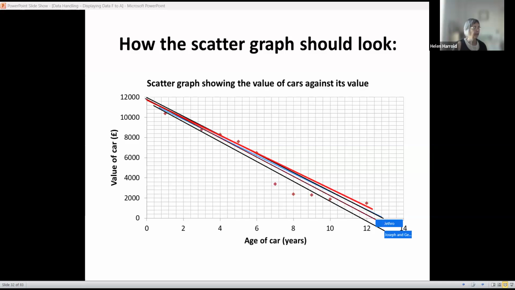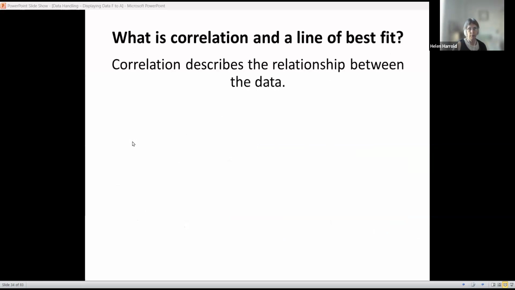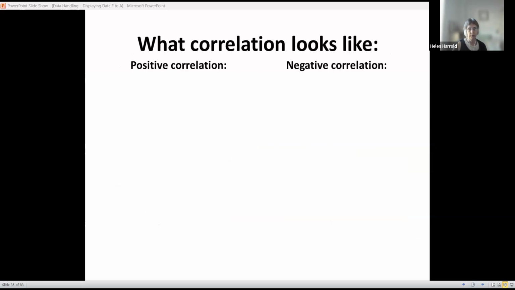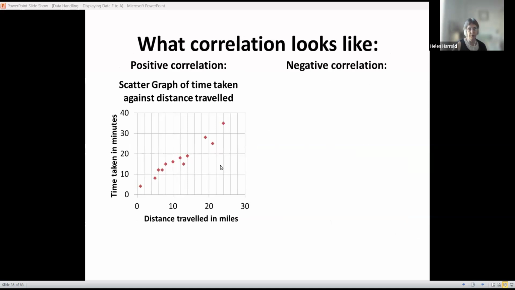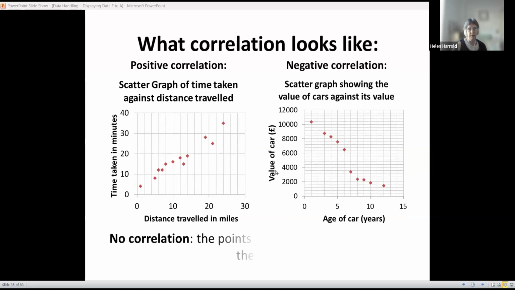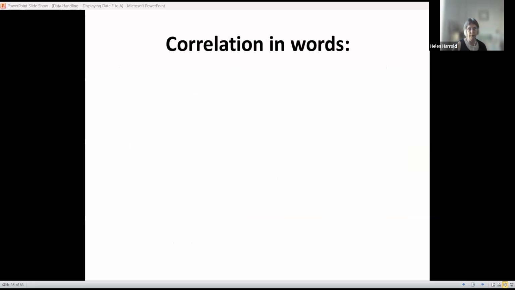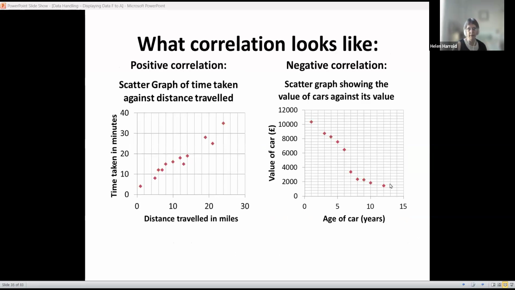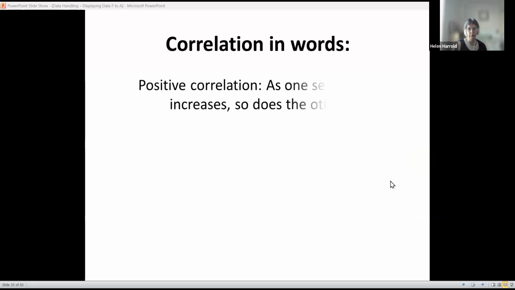Good. Thanks, Clara. So it's negative. Is it strong or weak? Yeah, it's negative and it's strong. Right. Okay, so that one's going to be positive, that one's negative, and if it's all over the place, they haven't got an example. If it was all over the place, then there's no correlation.